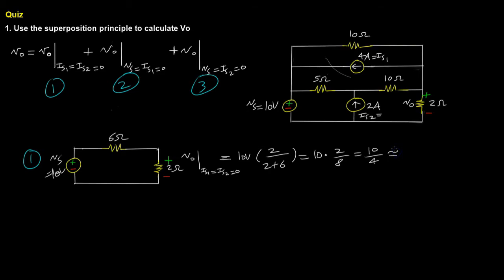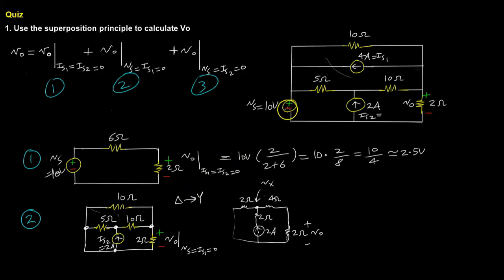That is roughly 2.5, or it actually is just 2.5 volts. So what we just found is the effect of only the voltage source at the output. Now we're going to go ahead and do the simplification for the current sources. So case 2 where we short Vs and open Is1.